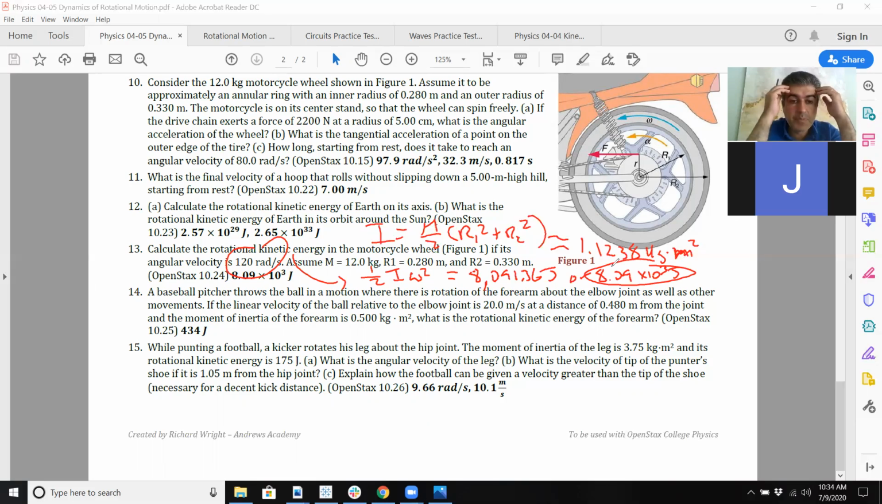Final 15. While playing football, a kicker rotates his leg about the hip joint. Now inertia, boom, that makes it easy. Rotational, there we go. Angular velocity, easy peasy. So 175 equals 1/2 times I times omega squared. Your I is 3.75, work it out. You solve for your omega. If you get it correctly, 175 times 2 divided by 3.75, root the sucker, you get 9.66.